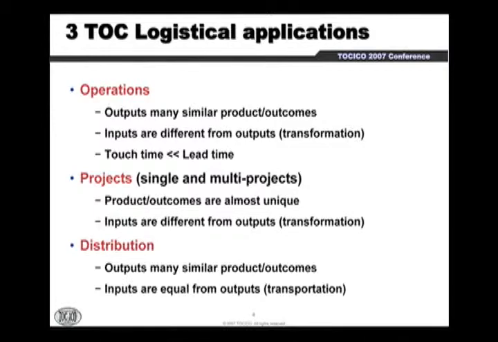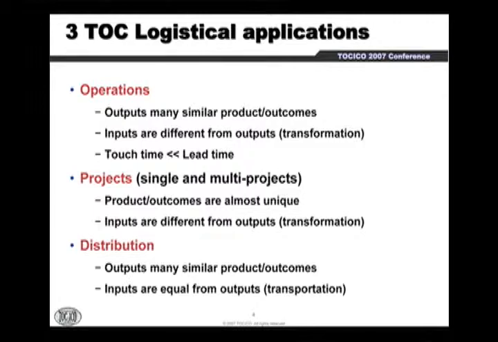Then we have projects, single and multi-projects. It doesn't matter in this sense. The projects or outcomes are mostly unique, or at least in some small detail, they vary from one another. So they're not exactly the same, with a larger degree of variability. And inputs are different from outputs. Also, we have transformation. But in this case, we cannot go right away and say that the touch time is very small compared to the total lead time. Sometimes it is, sometimes it's not. So we might have larger times really transforming things in the total lead time.